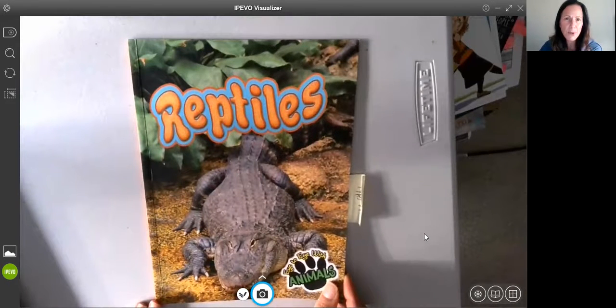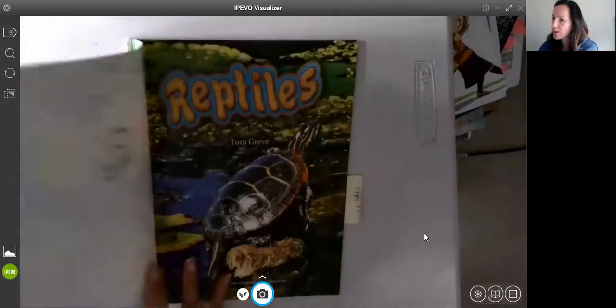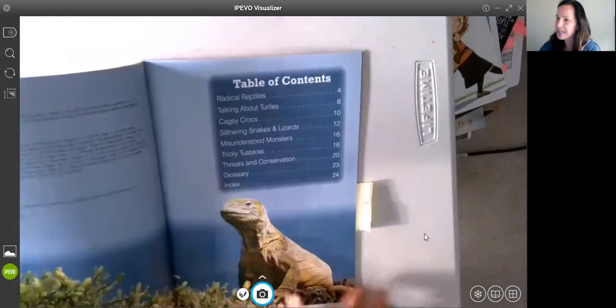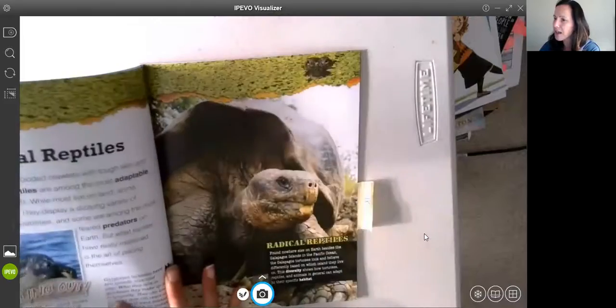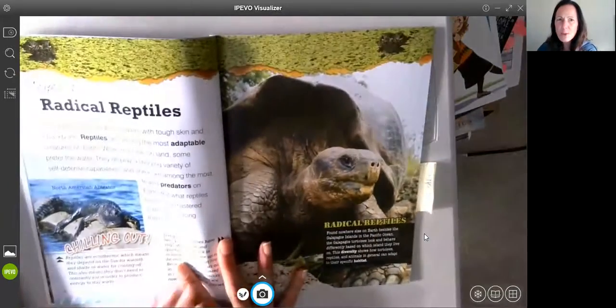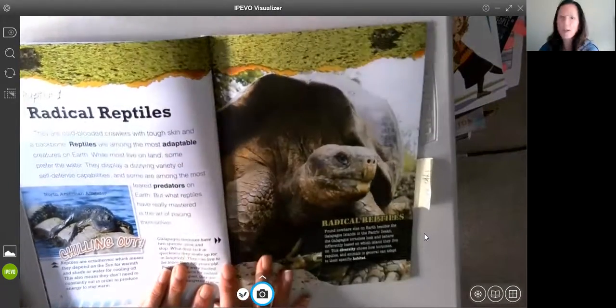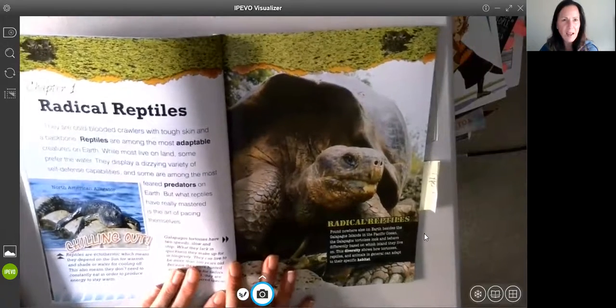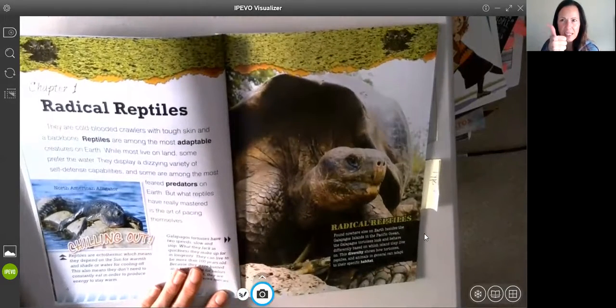Let's open up the book, and I want you to take a close look at this first page. And let's see, here's the table of contents. Let's see what you can learn about reptile from this page. Go ahead and take a look. And when you have an idea of something that you're learning, put a thumb up.